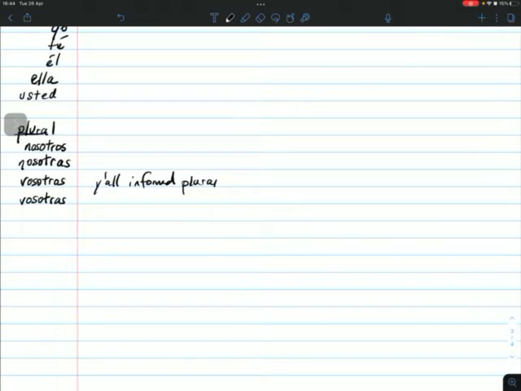Plural, all right. And finally, we have they, a bunch of guys, or a mixed group of guys and girls. We have they again, but we're talking about a bunch of girls. And then we have this one, ustedes. Okay, which is, oh, it's so confusing. It's the formal way to talk to a group of people.